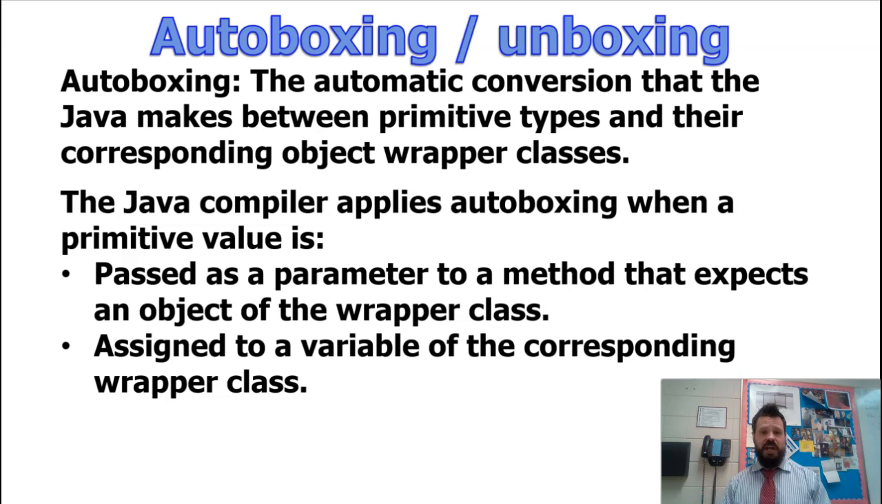They say the Java compiler applies autoboxing when a primitive value is either passed in as a parameter to a method that expects an object of the wrapper class. So again, if a method expects an Integer object, we pass in an int primitive, Java is going to automatically box that up as the object. And then also it'll autobox when it's assigned to a variable of the corresponding wrapper class. I'll show you what that looks like in a second here.